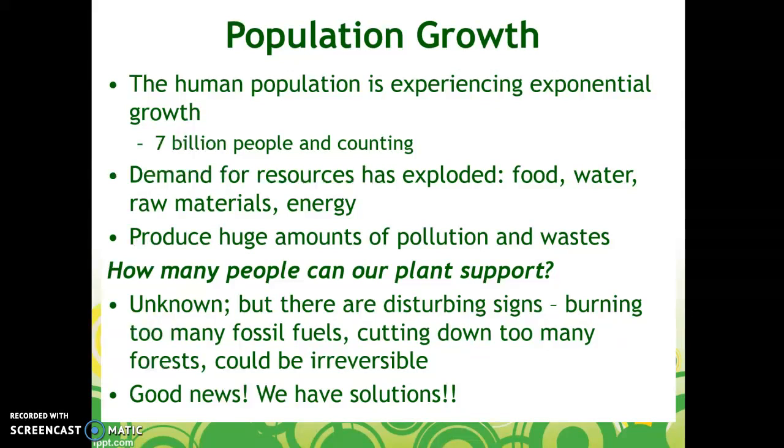So the major question that a lot of scientists are asking themselves is, how many people can our planet support? Well, really this is unknown, but there's a lot of disturbing signs that we're nearing that capacity. We're burning too many fossil fuels, we're cutting down too many forests, and we're getting to the point that a lot of these things could be irreversible. But luckily, we have some solutions to these problems, so all of it is not bad.